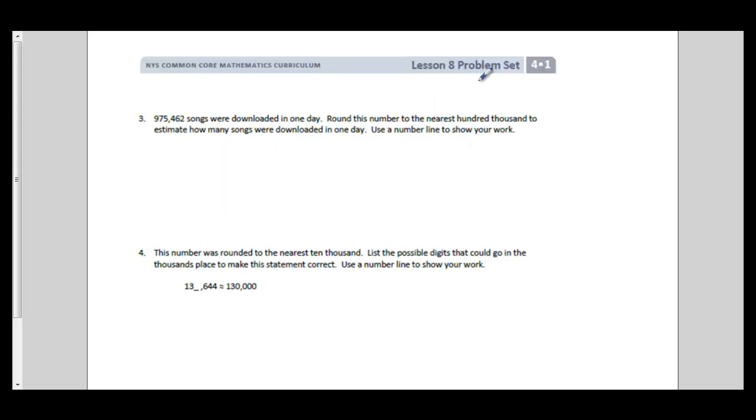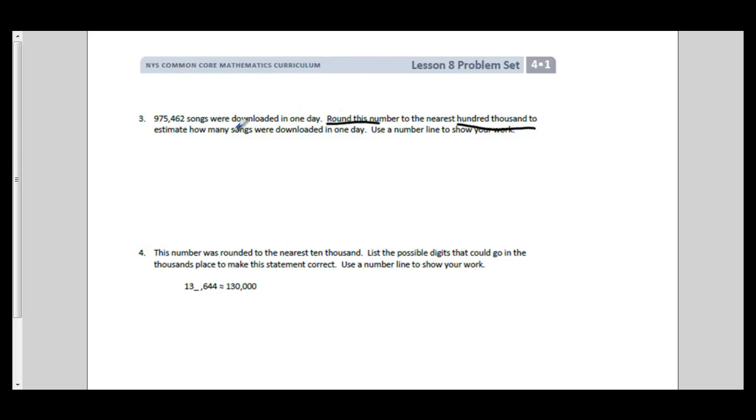Okay, let's flip it over on the back. Okay, so now we're going to do some application problems. Remember, your first task here is to read the problem. So we have 975,462 songs were downloaded in one day. Round this number to the nearest 100,000.